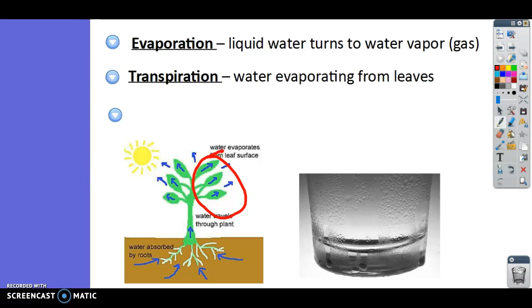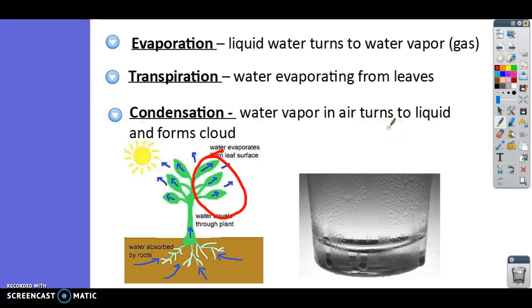So water evaporates from the leaves, and this is really important because when it evaporates, there needs to be more water brought up from the stem to replace the water that evaporated. And so it actually pulls water from the roots and from the soil, and this is what causes plants to take up water from the soil.